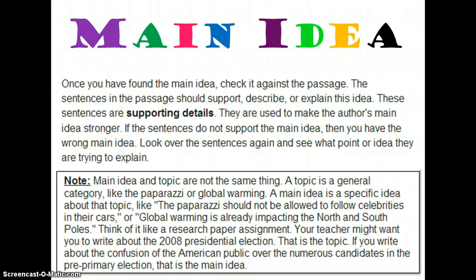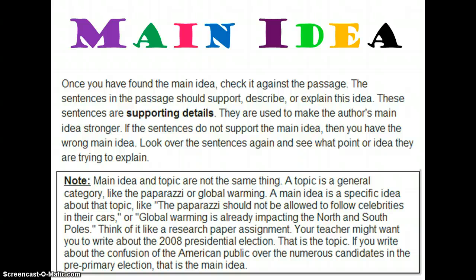Note, main idea and topic are not the same thing. A topic is a general category, like the paparazzi or global warming. A main idea is a specific idea about that topic, like the paparazzi should not be allowed to follow celebrities in their car, or global warming is already impacting the North and South Poles.